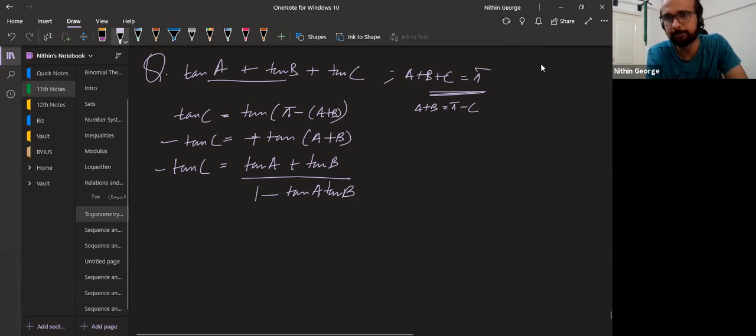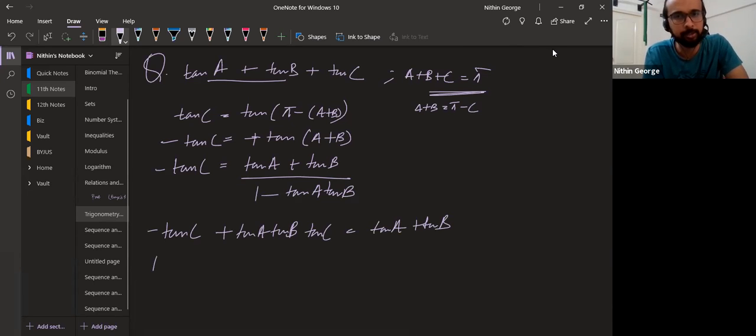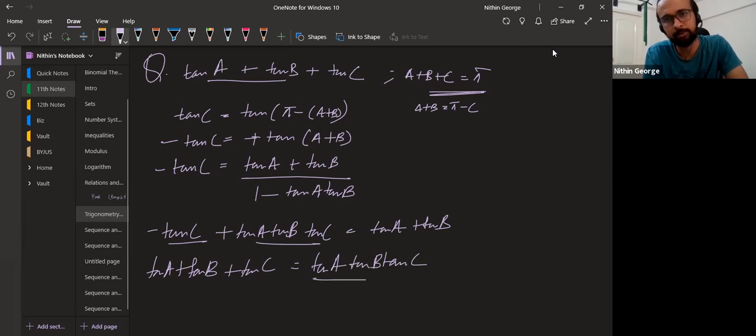Guys, any doubts? No, sir. Okay, then I'll just continue. So I'll get minus tan C plus tan A tan B tan C equal to tan A plus tan B. I'll rewrite this whole thing. I'll get tan A plus tan B plus tan C, taking this term over to write that as the LHS. And this becomes the RHS: just tan A, tan B into tan C.